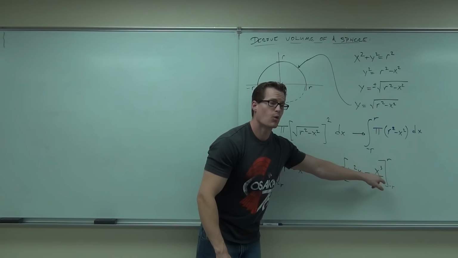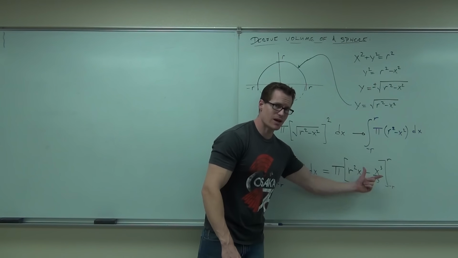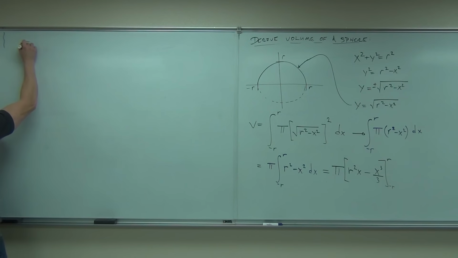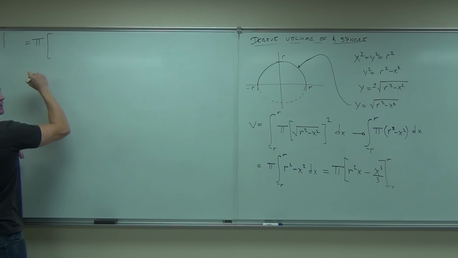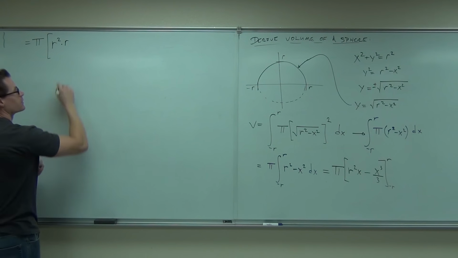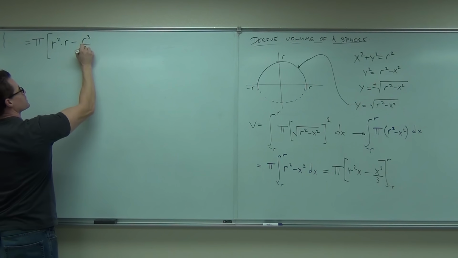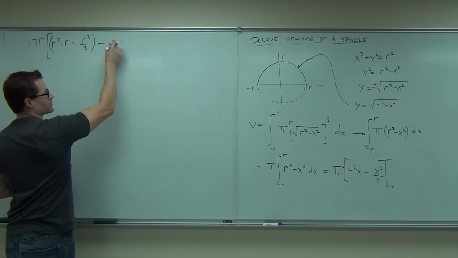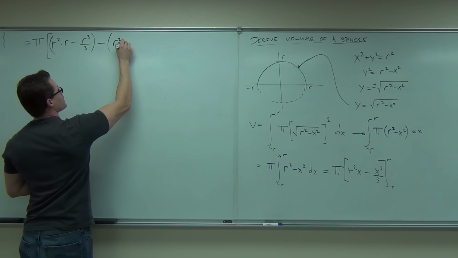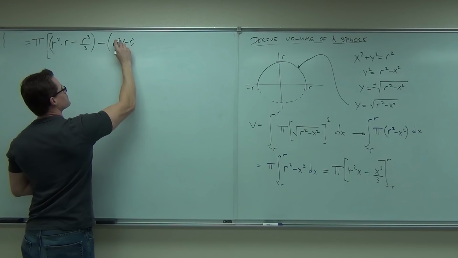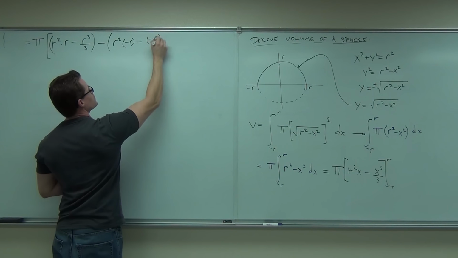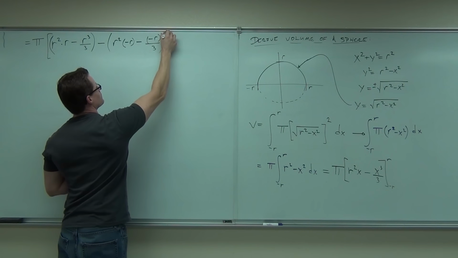Now this says plug it in. Where do I plug in my r's? To my r's or to my x's? Clearly my x's. That's my variable I'm dealing with. So quickly, we're going to have pi, r squared times r minus r cubed over 3, minus, don't forget the minus, you got to plug in the negative, r squared times negative r minus negative r cubed over 3.